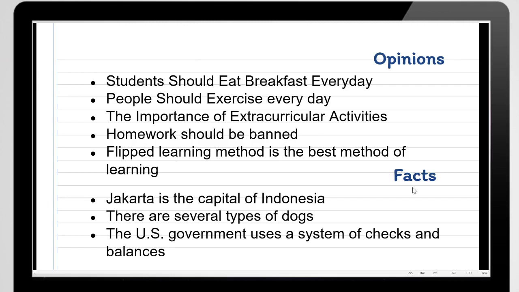But facts, we can't argue about facts. Jakarta is the capital of Indonesia. There are several types of dogs. The US government uses a system of checks and balances. That's good, right? We know that. So what should we argue about it? So the topic should be opinion in order to be able to discuss this through arguments.